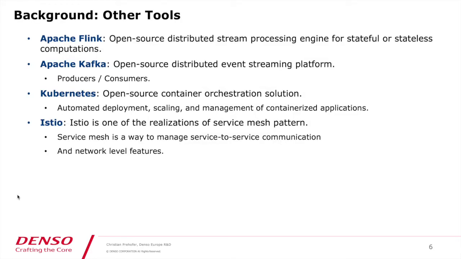The other tools which we use in our system include Apache Flink, which is an open source distributed stream processing engine for stateful or stateless computations. For the communication between our pipeline elements, we use Apache Kafka, which is an open source distributed event streaming platform. And for the deployment of our stream processing pipeline, we use Kubernetes, which is an orchestration tool, and it allows us flexible scaling and management of containerized applications. And lastly, we also use Istio, which is one of the realizations of the service mesh pattern. Service mesh allows us to manage service-to-service communication and gives us more features in terms of observability and security.